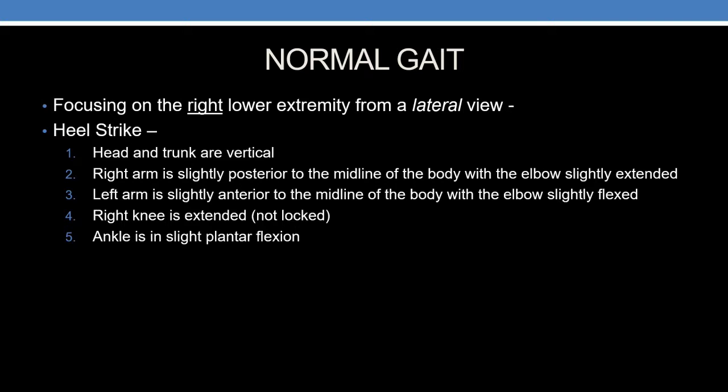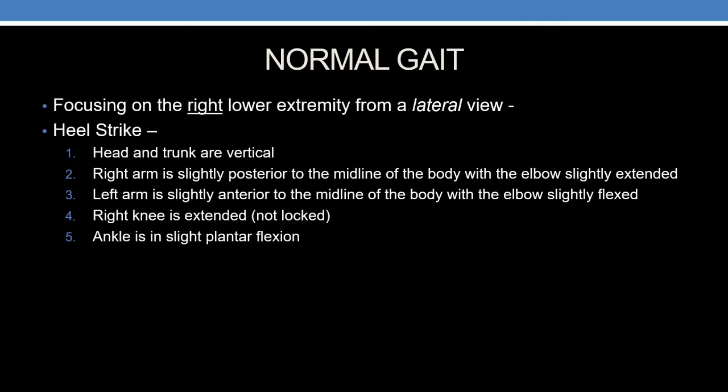If we focus our observation on the right lower extremity from a lateral view now, we find that in normal heel strike, the head and trunk are vertical. The right arm is slightly posterior to the midline of the body with the elbow slightly extended. Let's just think about this for a minute, doctors. With right heel strike, the right arm is slightly posterior to the midline of the body. So as the right leg comes forward, the right arm goes backwards.